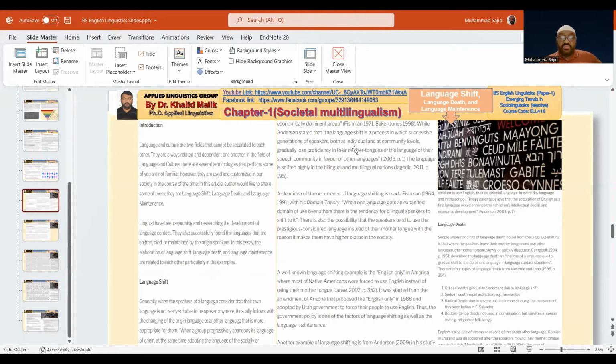that language shift is a process in which successive generations of speakers, both at individual and at community levels, gradually lose proficiency in their mother tongues or the language of their speech community in favor of other languages. This was written in a paper in 2009, page 1.